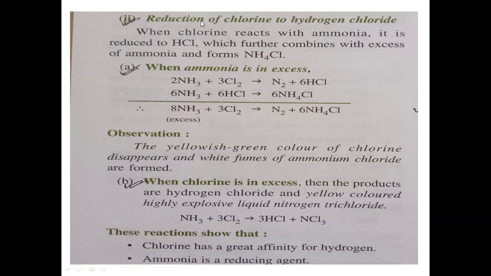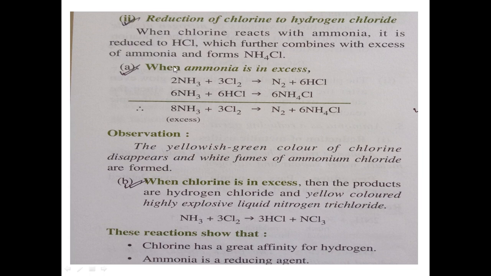Now, reduction of chlorine to hydrogen chloride. When chlorine reacts with ammonia, it is reduced to hydrogen chloride, which further combines with excess of ammonia and forms ammonium chloride. So when chlorine reacts with ammonia, it is reduced to hydrogen chloride. That means ammonia combines with chlorine to form hydrogen chloride along with nitrogen gas, which combines with excess of ammonia and forms ammonium chloride.